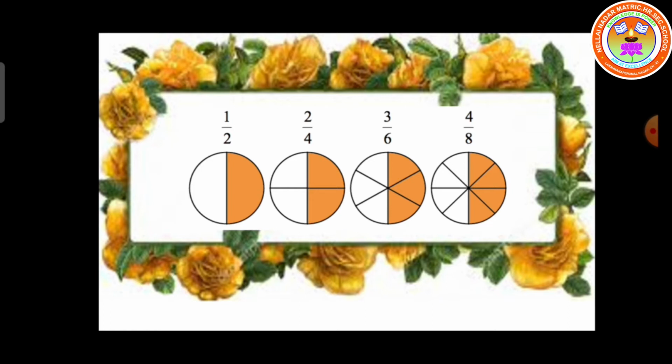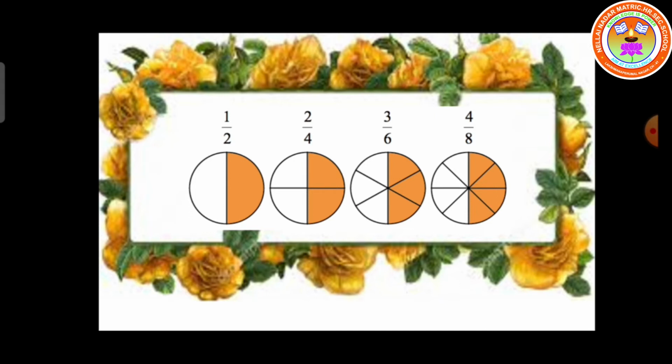And the last figure, the circle is divided into 8 equal parts. Out of it, 4 parts are shaded. So we can say it's the fraction 4 by 8. What is the relation connecting these fractions, students? See, out of these 4 figures, the same amount of the circle is shaded in all the figures. Do you understand what I am saying, students?